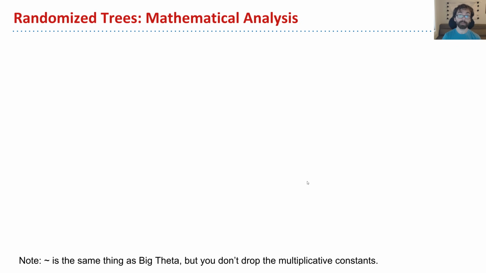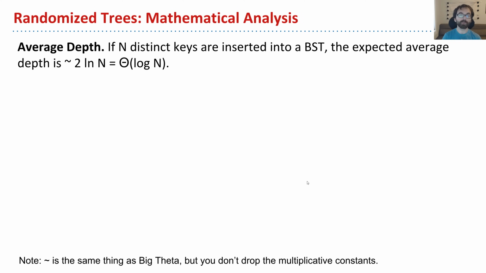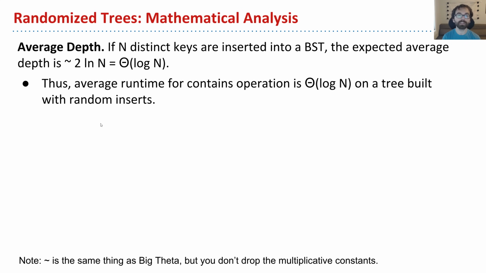Now there has been mathematical analysis done. You can show, and we will in class, that if we insert keys into a binary search tree, the expected average depth is tilde 2 natural log n. And this tilde represents something kind of like theta, where you just don't drop the leading multiplicative constants. We're not going to do this proof in total detail, but we will see why much later in the class. And so what that tells us is that the average runtime for the contains operation will be theta log n on a tree built with random inserts.